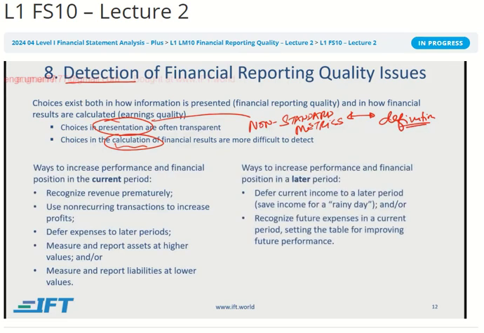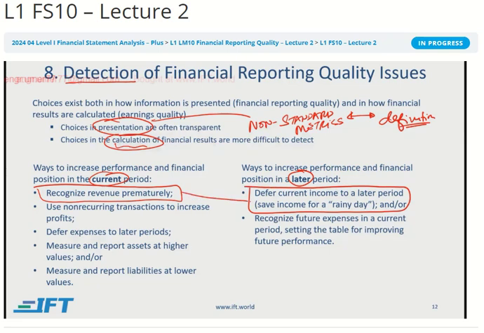I mean, of course, the very simple thing to do is, if you want to increase your current period income, you will recognize revenue prematurely, right? And if you want to increase later period income, well, you would try to defer that revenue to later periods. Very simple, straightforward. Similarly, if you want to increase your current period income, you could try to defer expenses to later periods, and if you want to do the vice versa, you could recognize future expenses in the current period, so your future expenses will be less.